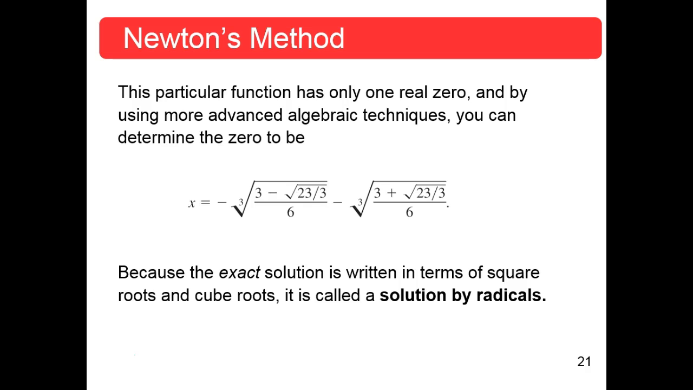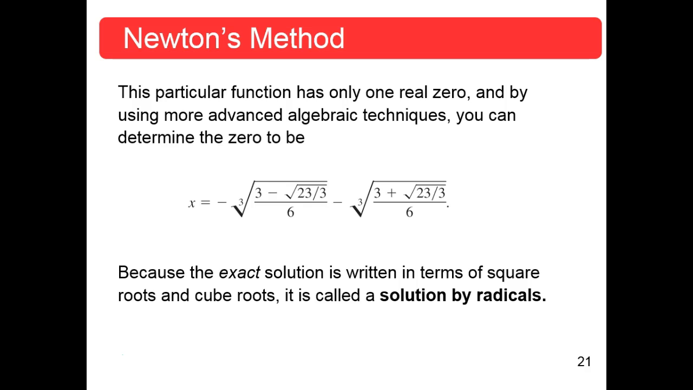It looks here and says this particular function has only one real zero. That's a negative one. And by using more advanced algebraic techniques, you can determine that zero to be this thing. Oh yes, of course, we wanted to do that. That's a mess, isn't it? But because the exact solution is written in terms of square roots and cube roots, it's called a solution by radicals. That's advanced algebraic techniques for sure. And that is the one and only one.